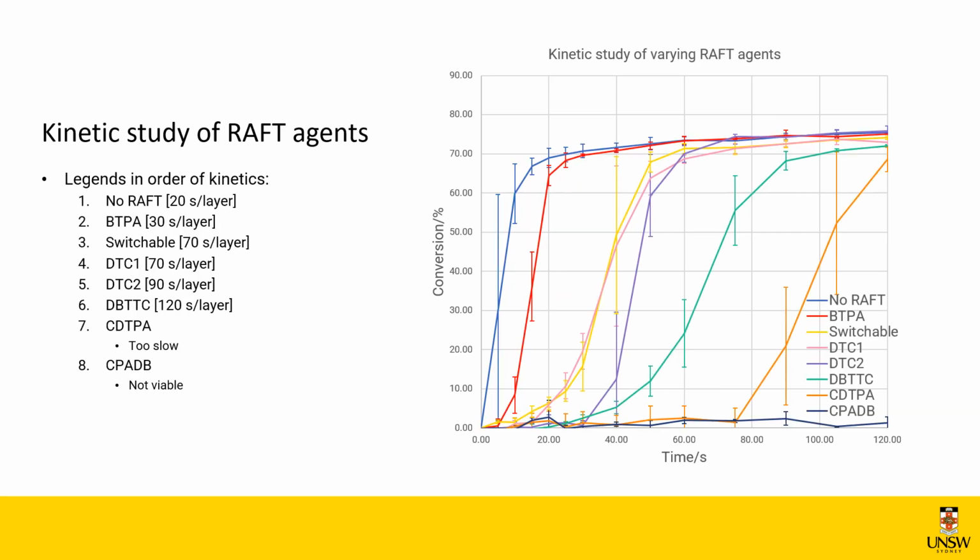BTPA showed the best kinetics, allowing for printing speeds of 30 seconds per layer, with other samples printing in double to quadruple the time. CDTPA and CPADB did not print. Post-curing of 15 minutes was optimal as longer times did not contribute to significant conversions.